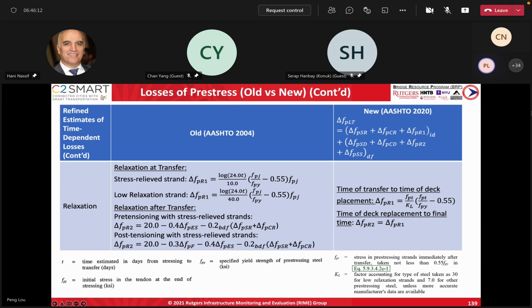Next is the relaxation of the pre-stressing steel. Again, I think this is a major change, in that from the old model we have simplified it a little bit. Same thing, you can go to this AASHTO chapter to look at it. We have two periods: from transfer to deck placement, and from deck placement to the final time.